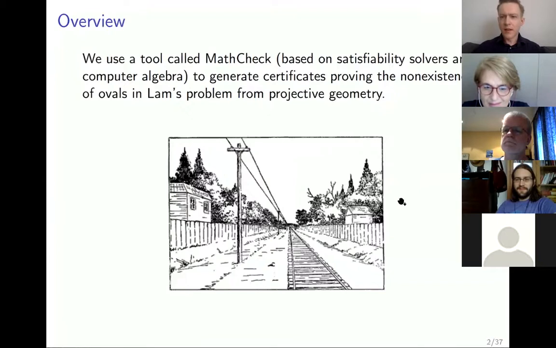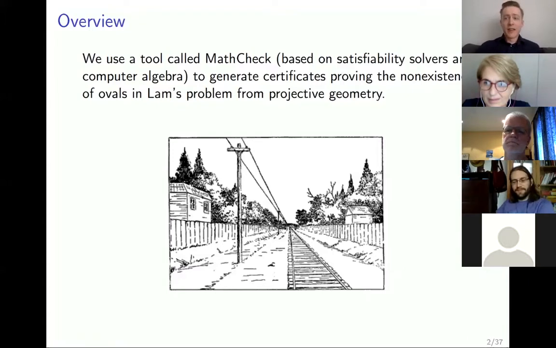I'm going to be talking about a system that we called MathCheck, which is based on SAT solvers and computer algebra, which I will go over in a minute. But first, you might be wondering, what's up with this image here? What does it have to do with the talk?